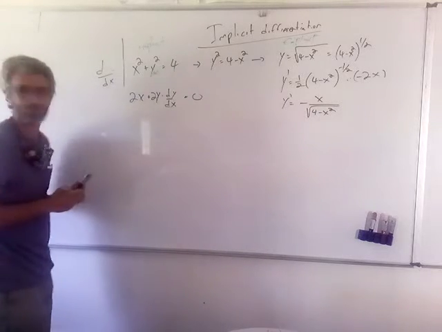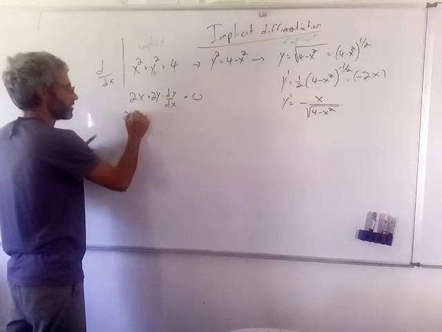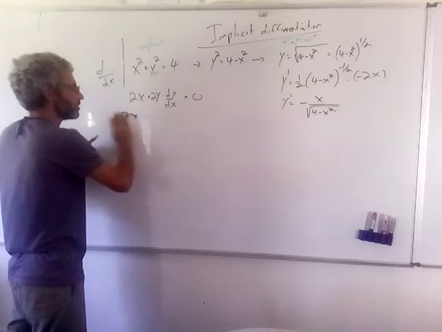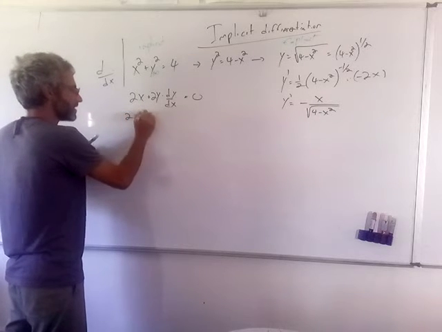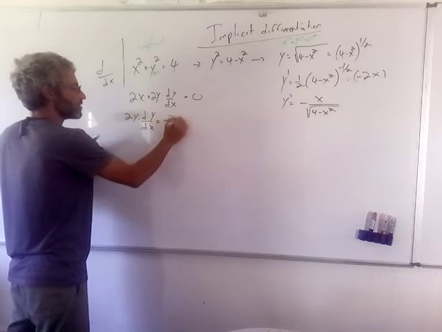Now I can solve that. It's pretty easy. Check this out. I'm just going to move the 2x to the other side. So 2y dy divided by dx equals minus 2x.